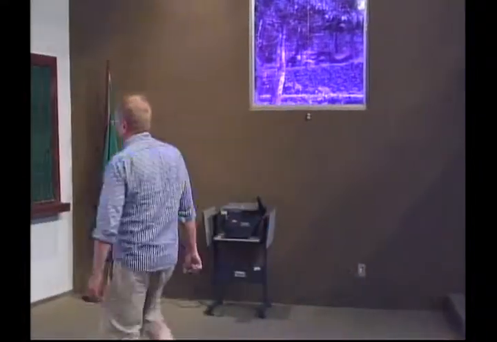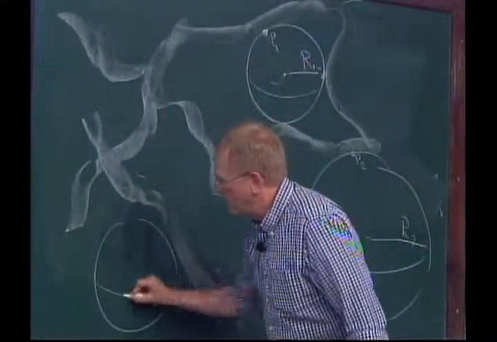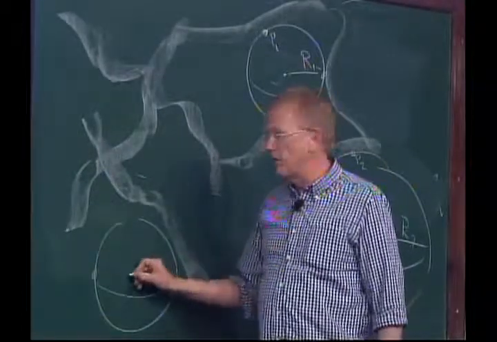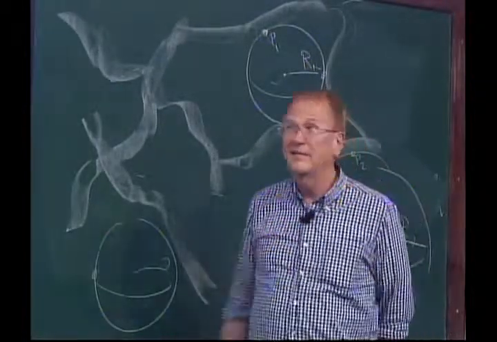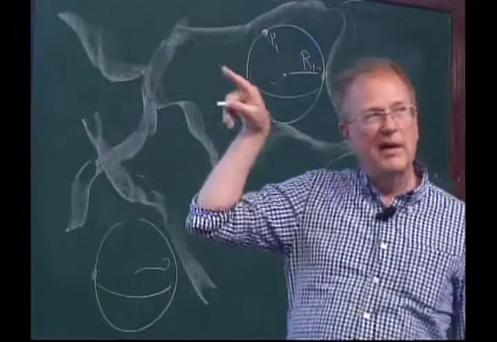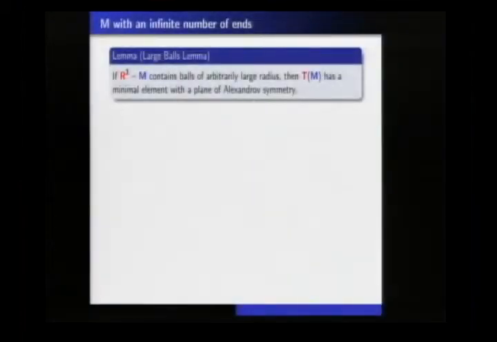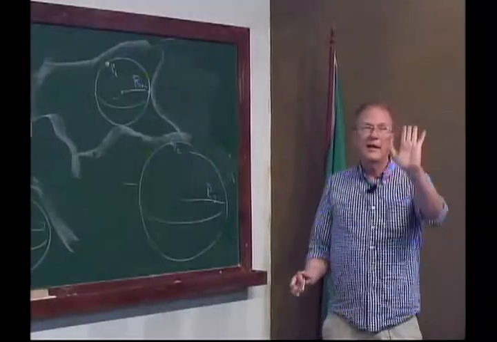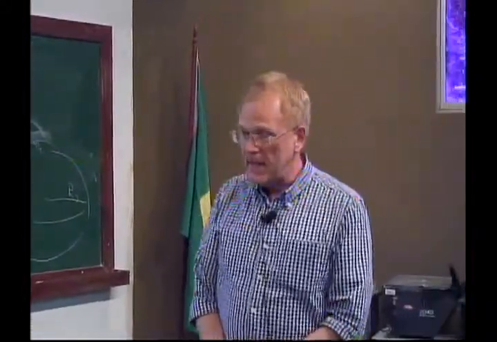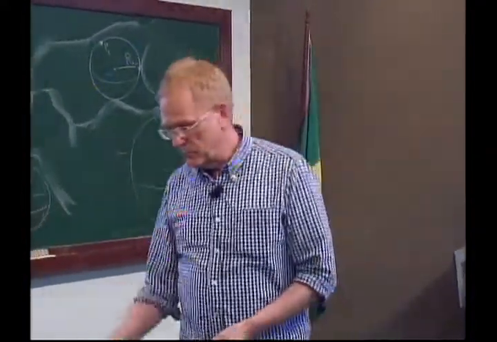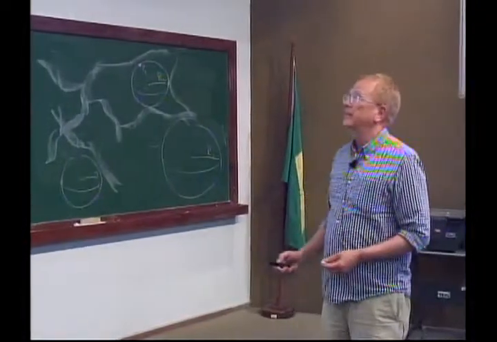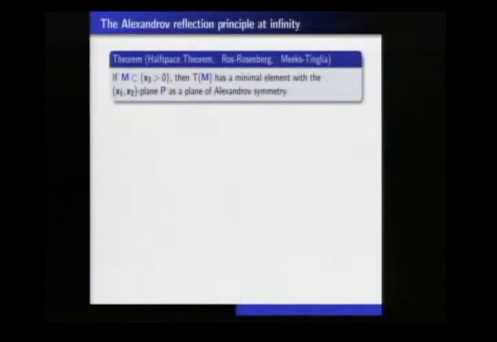If you take a sequence of balls going through the origin, the boundary of the balls go through the origin, and the radii go to infinity, a subsequence converges to a half space. Okay, and so this could be why we're really interested in that last theorem. Because if I can get limits in a half space somehow from balls in the complement, then I should be able to produce limits which have a plane of Alexandrov symmetry. So this is why we're interested in that last theorem. So it's why it's really useful.